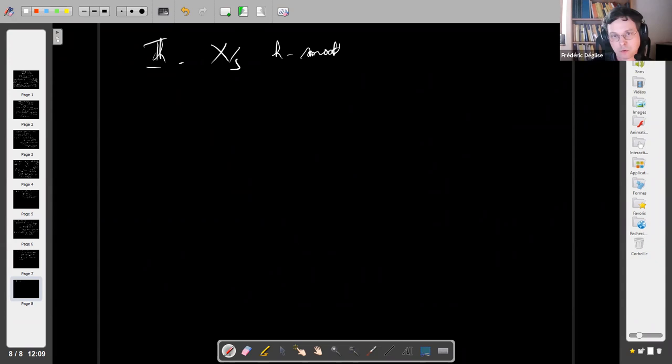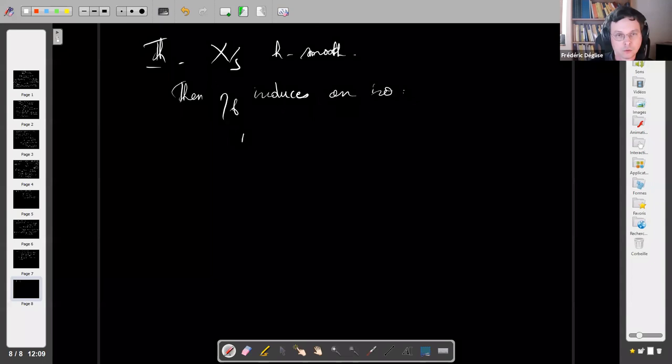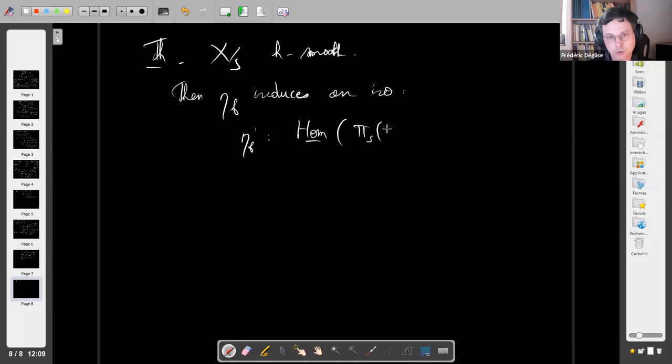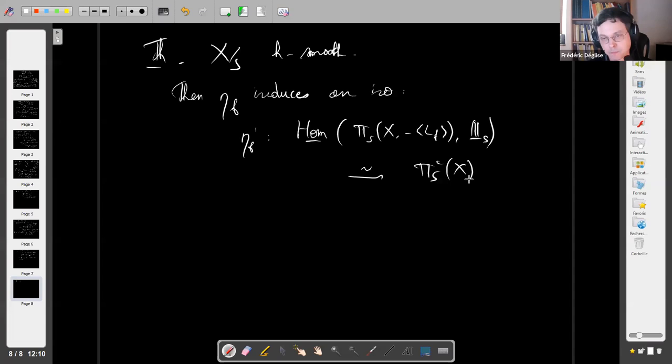Then the map eta F induces a canonical isomorphism, which is a kind of weak duality. So let me write this eta prime F from the internal HOM of the homotopy type of X. So there's a twist, so I should define this. I will do this. Minus LF with coefficient one, and the map goes to the homotopy type with compact support.